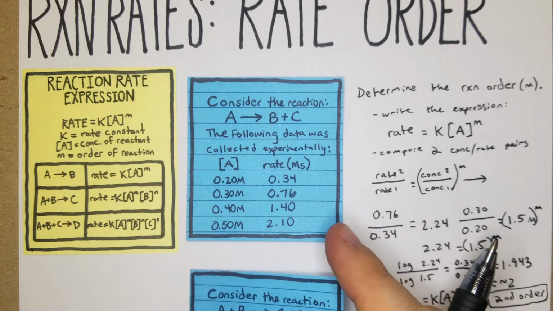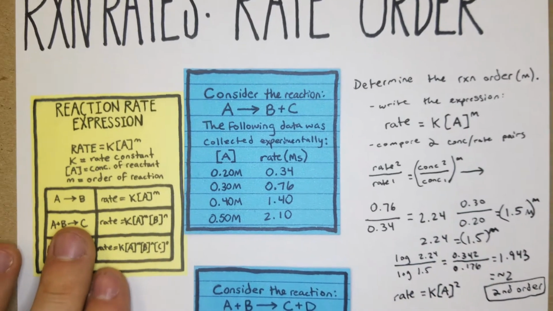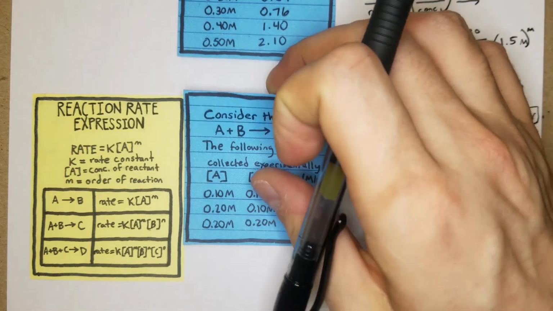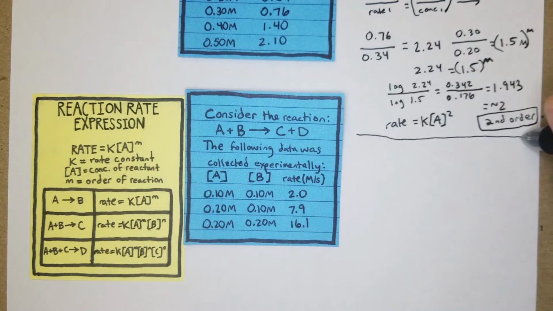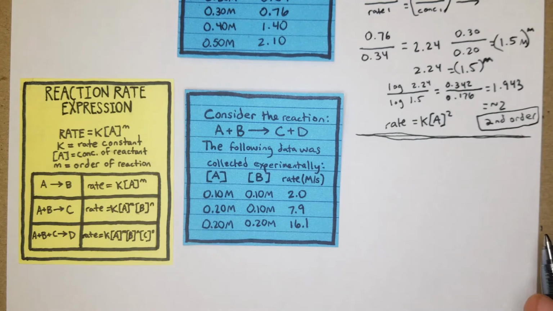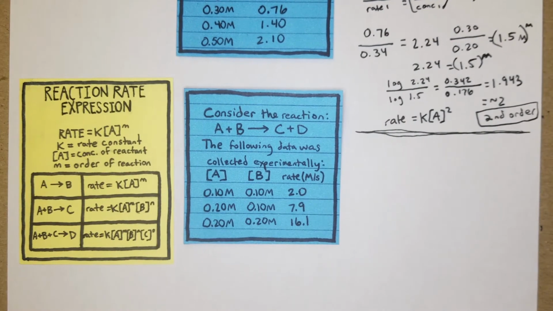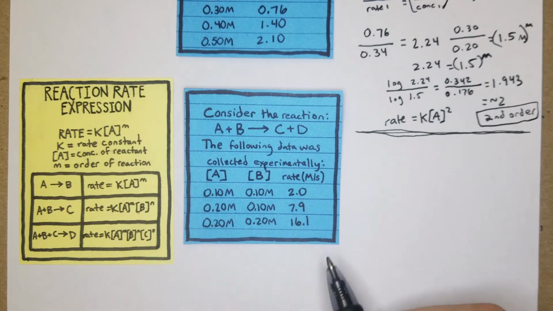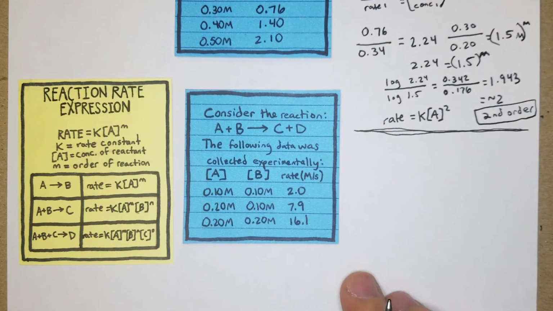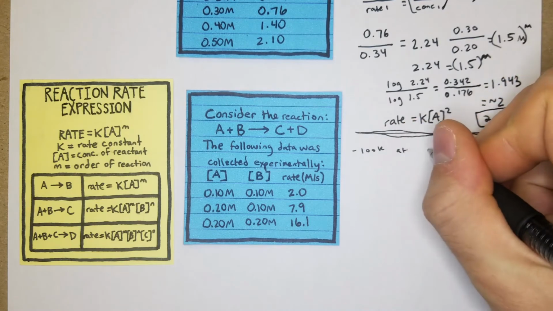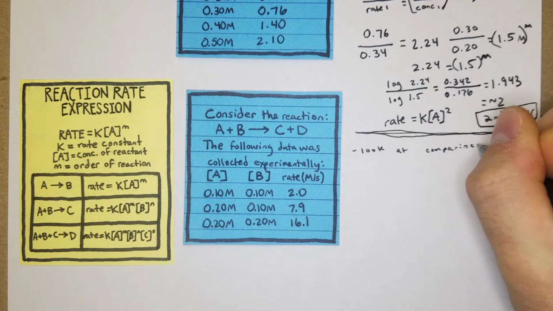All right, cool. Let's move on to the next one. Consider the reaction A plus B yields C plus D, and the following data was collected experimentally. We've got some data there, and we're going to go from there. A plus B right here is going to correlate to this type of structure, that basic formula. First thing we're going to do is look at comparing concentrations.